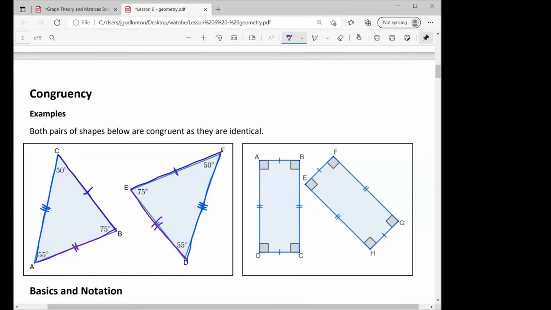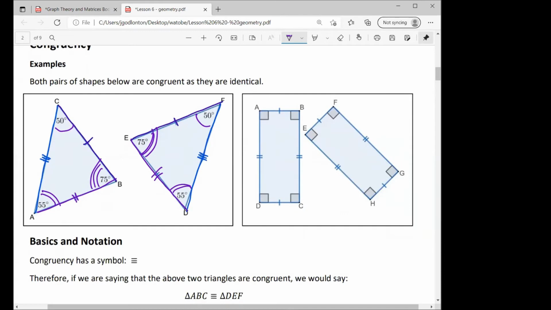Okay, so we know that their sides are exactly the same as each other. And then on the inside, the C is 50 degrees and F is 50 degrees. So they're the same as each other. A is 55 degrees, D is 55 degrees, and B is 75 degrees, and E is 75 degrees. So these shapes, I know that they are identical because their sides are the same as each other and their angles are the same as each other. So they are identical in every possible way. That's how we know when things are congruent. And the notation we use for congruency are these three horizontal lines.